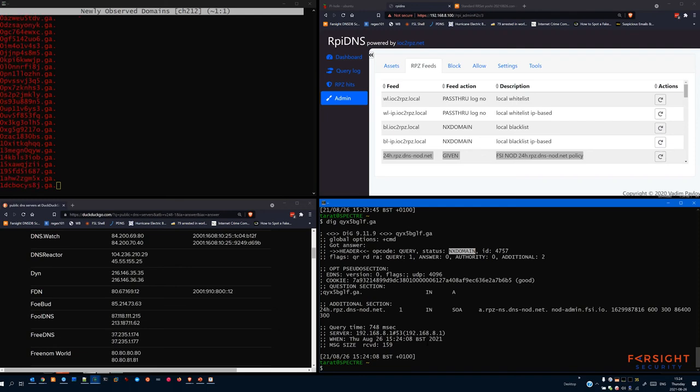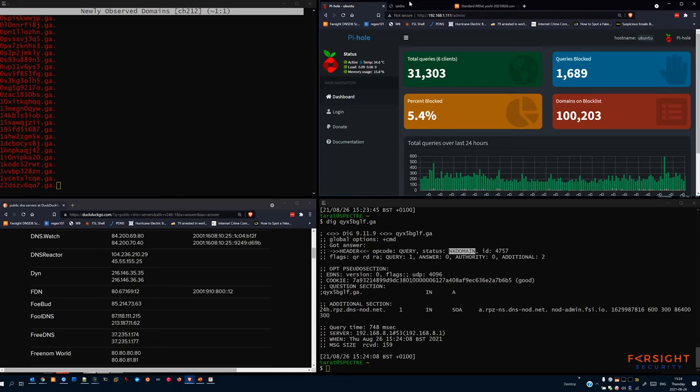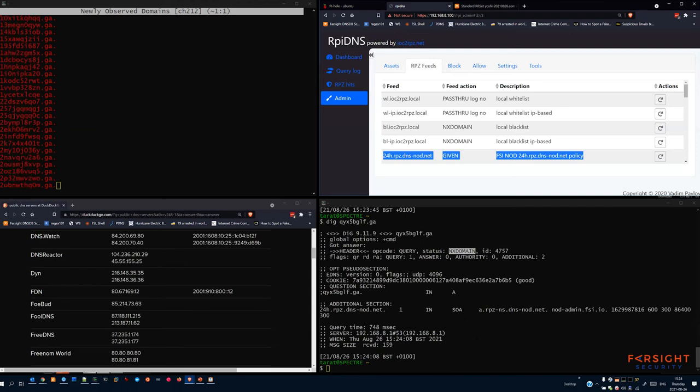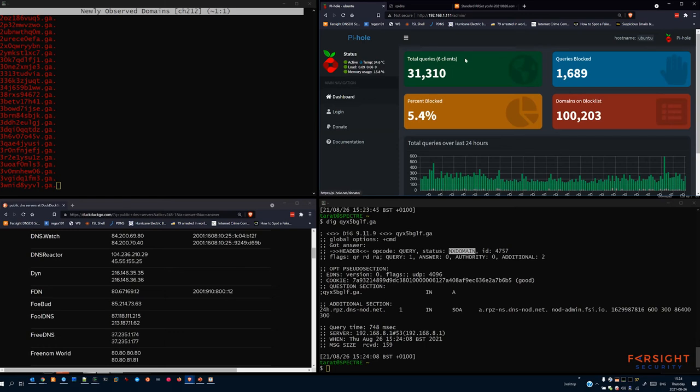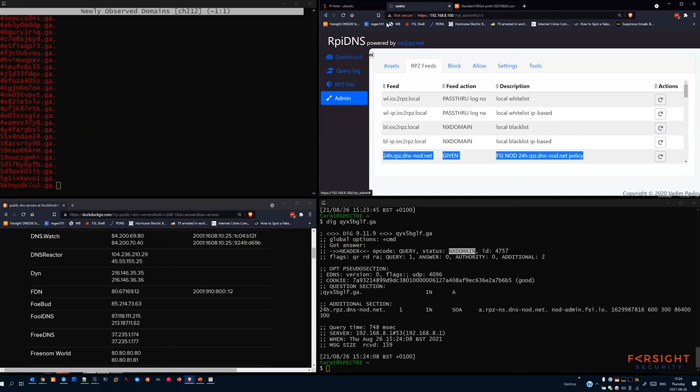Just remember, these two DNS servers run on Raspberry Pi. That means they're not very demanding on resources for my household. And as you can see on statistics here, I have 6 clients, 30,000 queries, and 5% and a half were blocked. That many were blocklisted. When we talk about the dashboard on RPI DNS, which is IOC, we have also very similar statistics.